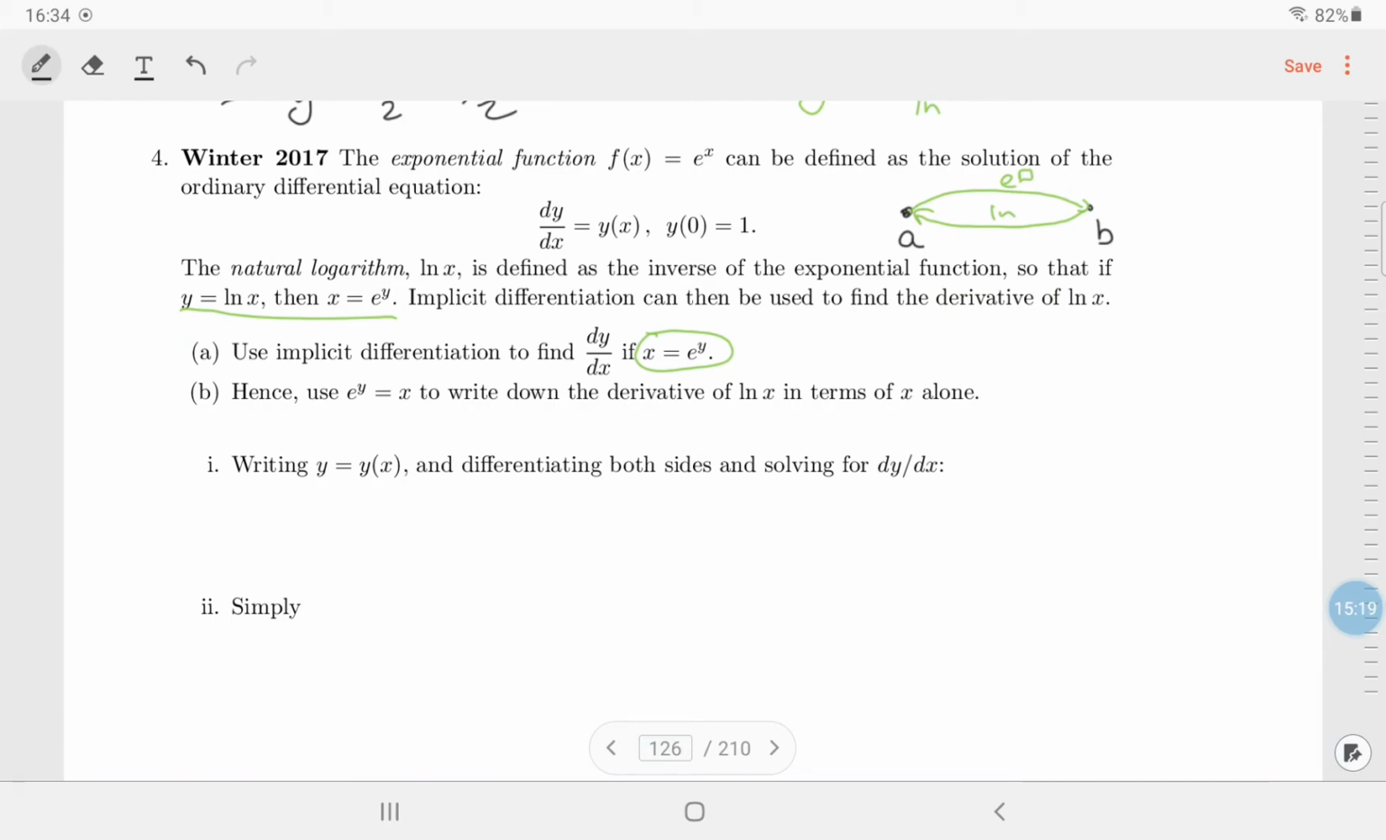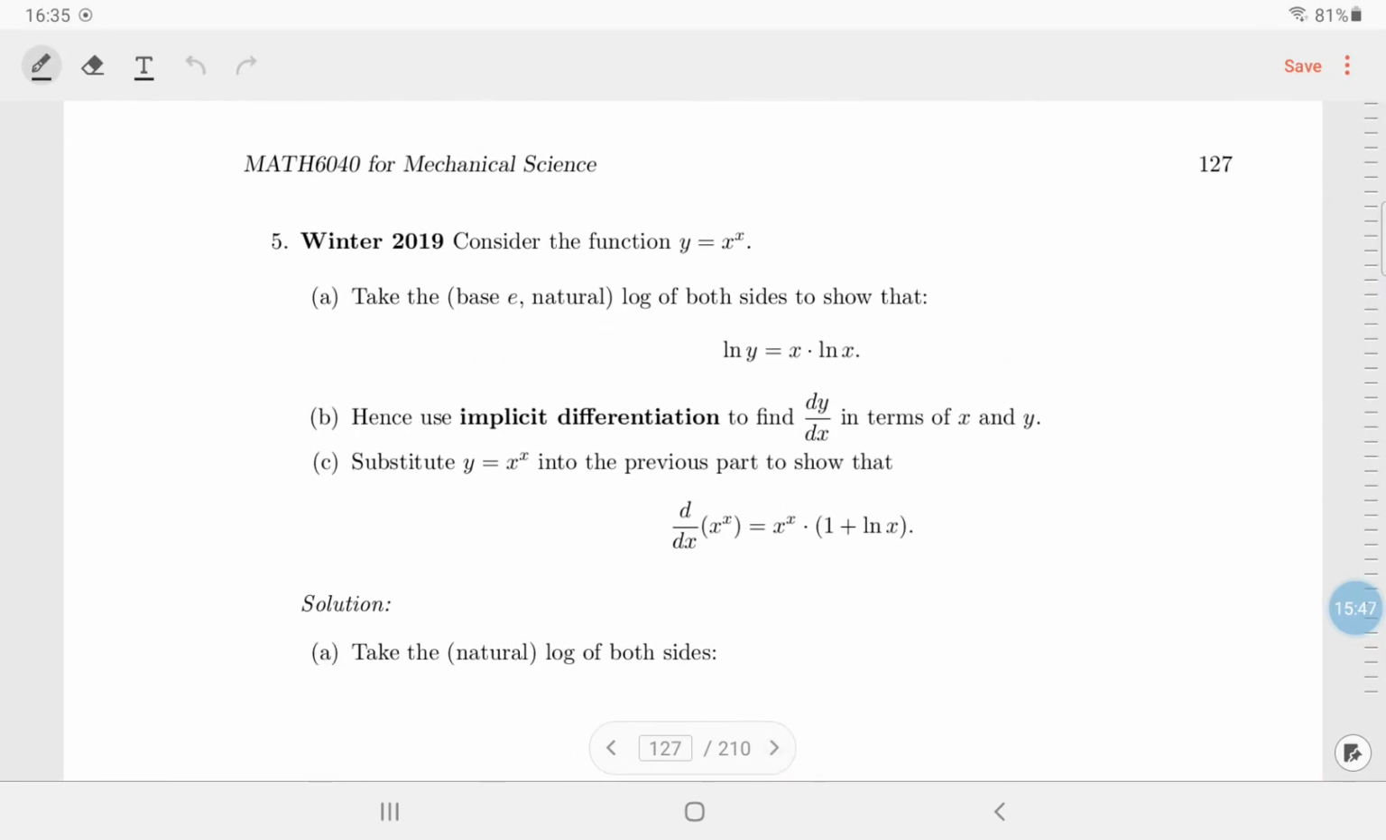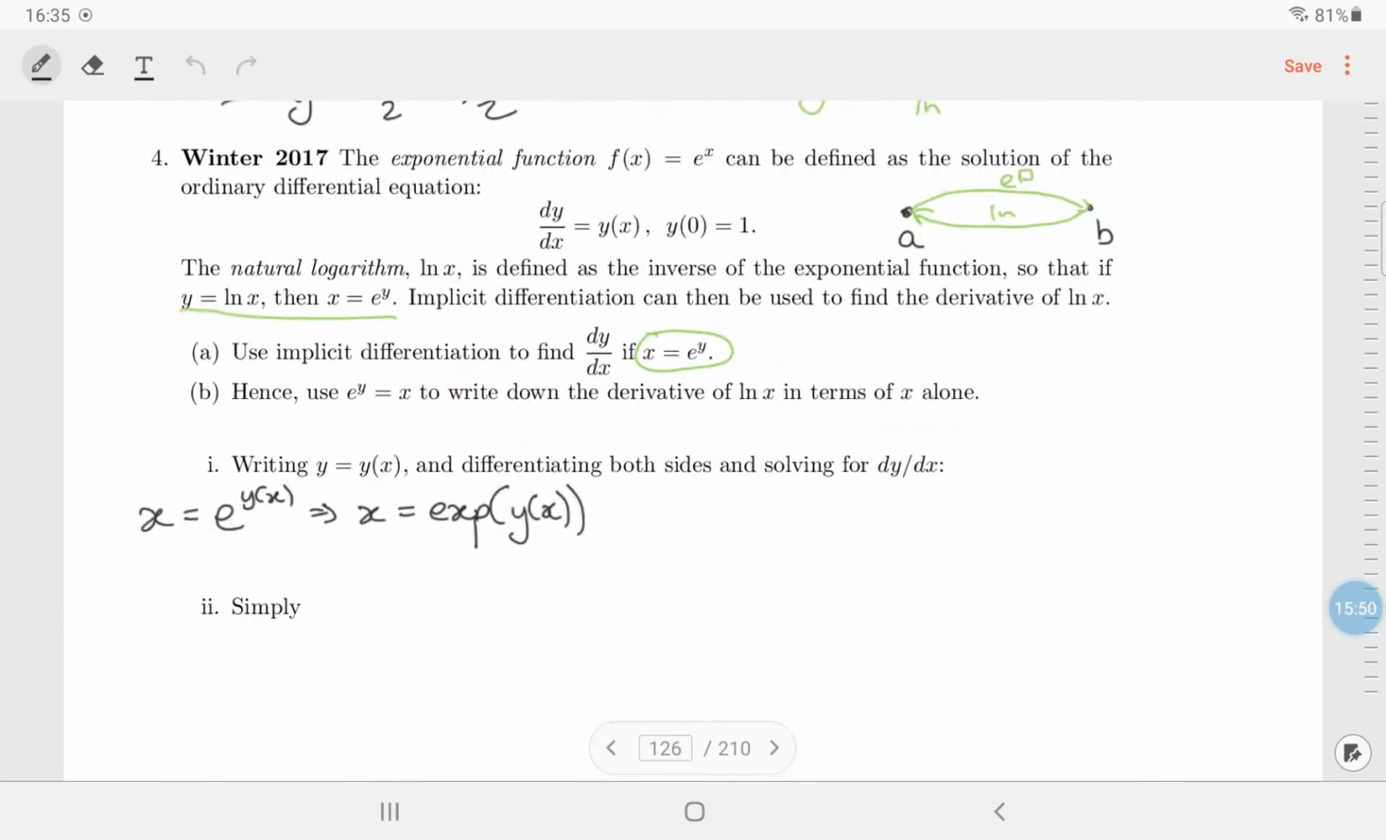So as usual, write y equal to y of x. So you've got x is equal to e to the y of x. Now it might be a bit harder for you to see that this is a chain rule. One way of seeing that this is definitely a chain rule is to write the e to the power as exponential of. And here you can better see the inside and the outside. Okay, we're going to need more space for part 1.